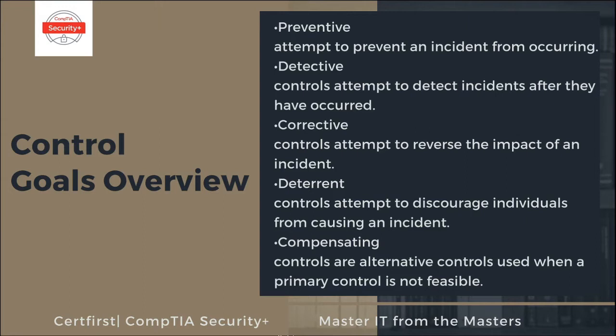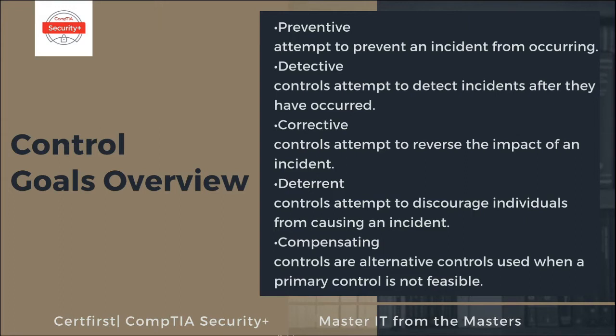Then we have detective control goals. This means we're trying to detect when something occurred, like in the case where the word detection is actually in the name of the control, like an intrusion detection system. Then we have corrective controls. Corrective controls try to fix something that's already happened. That means there's already been an incident and we're trying to mitigate or reduce the overall impact or risk to our organization. And then we have deterrent controls. We are trying to deter or discourage individuals from causing an incident.